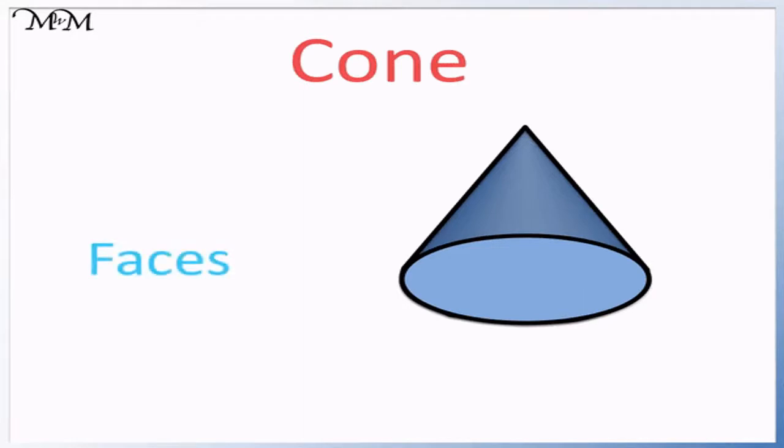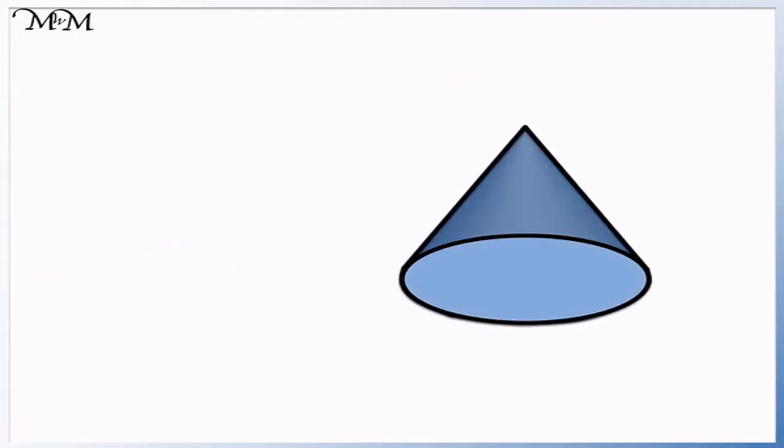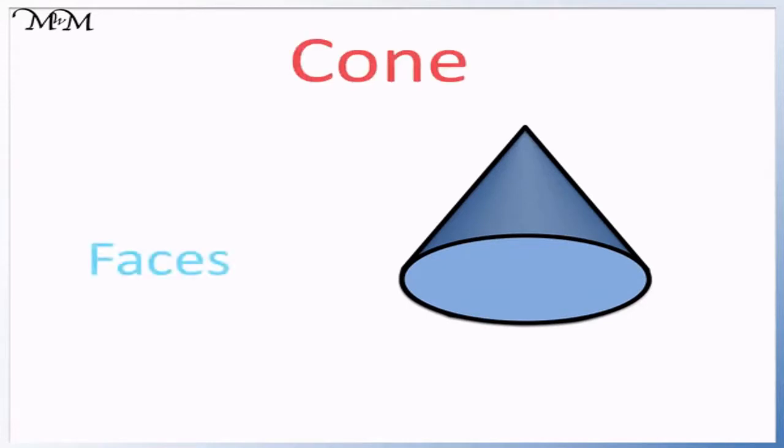Now children, here you can clearly see the 2 faces of a cone. The first face you can see is a curved face which is at the top, and just below that there is the flat face or a plane face of the cone at the bottom. So there are 2 faces of a cone, that is the curved face as well as the plane face.